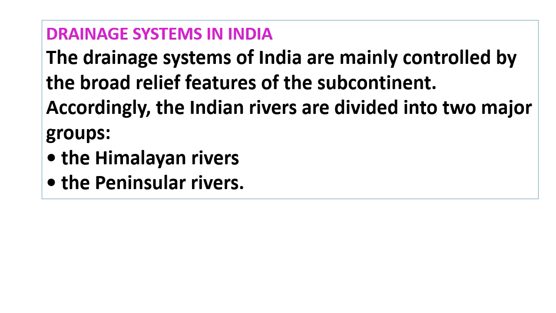Drainage systems of India. The drainage systems of India are mainly controlled by the broad relief features of the subcontinent. Accordingly, the Indian rivers are divided into two major groups: the Himalayan rivers and the Peninsular rivers.